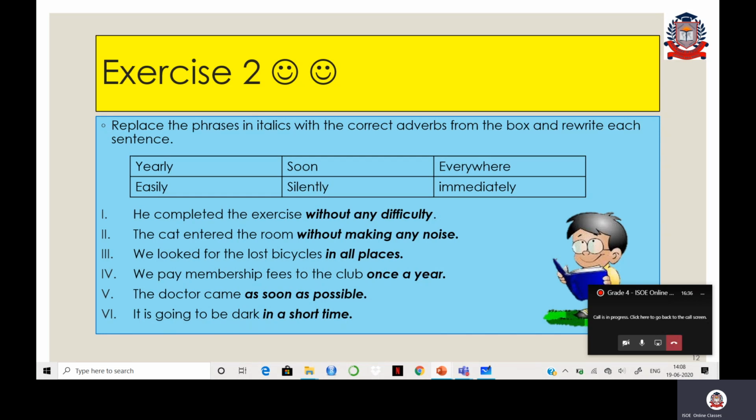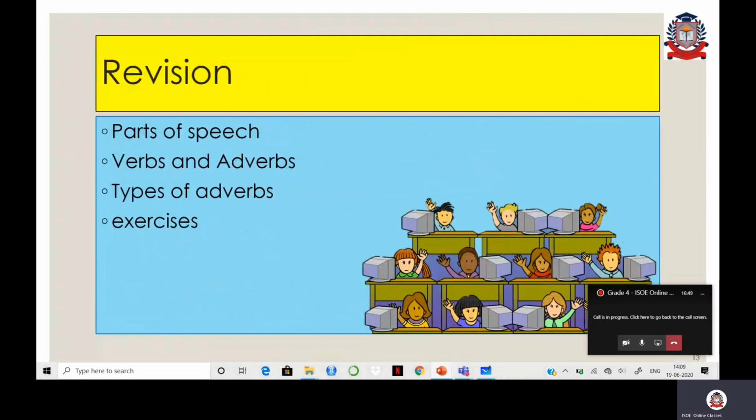I have discussed this exercise with you. I want you all to do this in your copy. You will not write only the answer, you will write the full sentence and then you will write the answer. All right? Now, let's do a quick revision of what we learned today and how we completed this topic, adverbs.